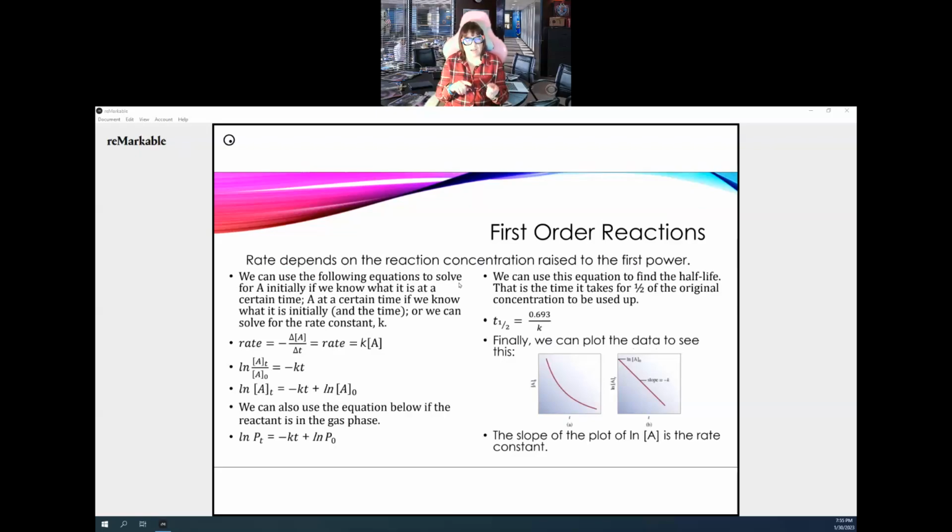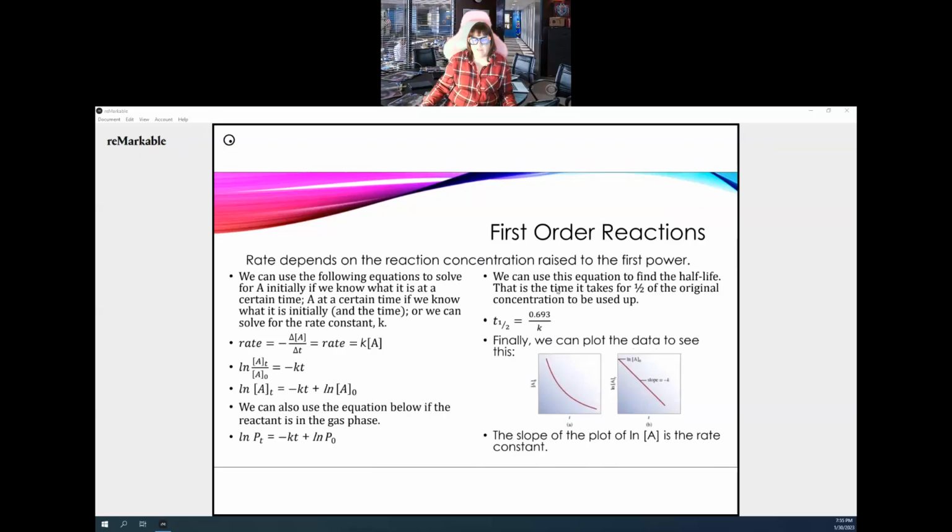So of course, rate is equal to negative the change in concentration of A over time. Rate is equal to k times the concentration of A. We can use the natural log of A at any time over A initially is equal to minus kt. And the natural log of A is equal to minus kt plus the natural log of A0, the initial concentration. We can also use the equation below if the reactions are in gas phase. It's similar, but instead of concentration, we're talking about pressures.